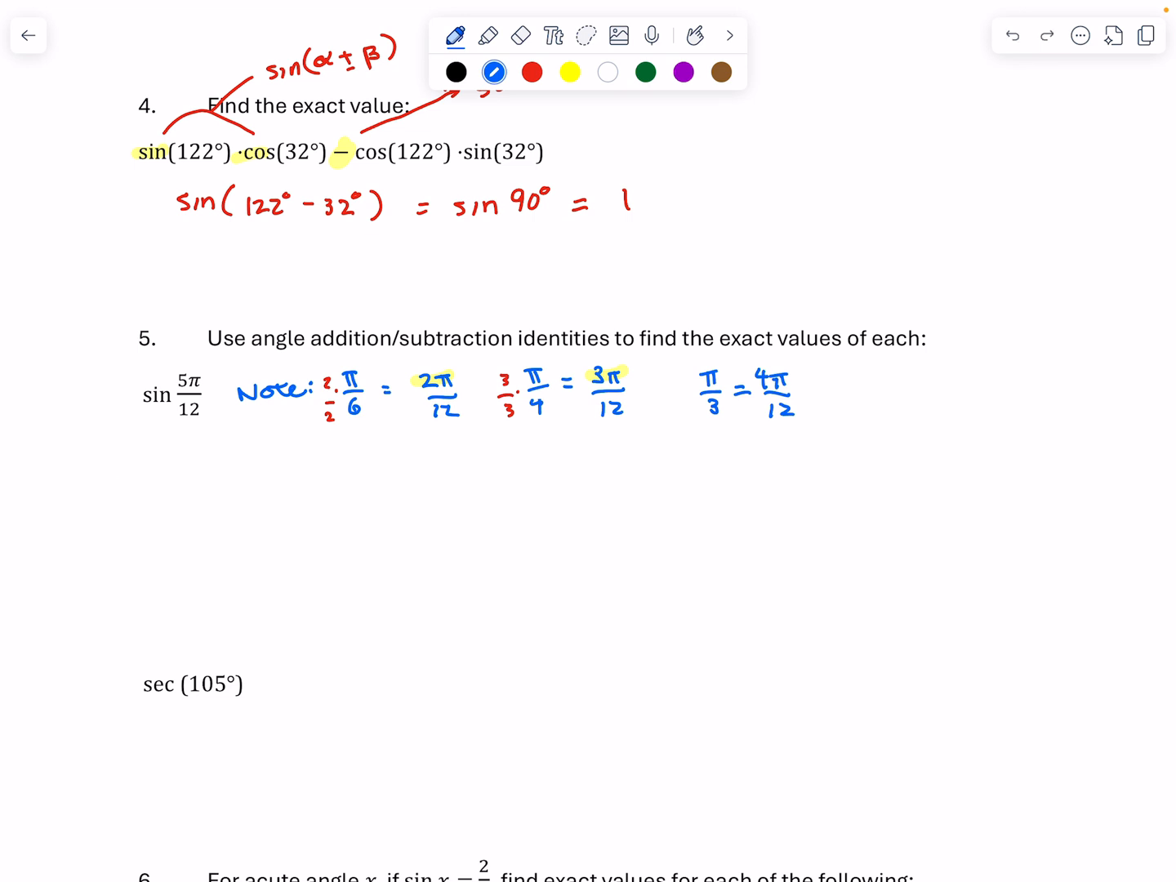Oops, turn it back to red. Yeah, I'm OCD about that.